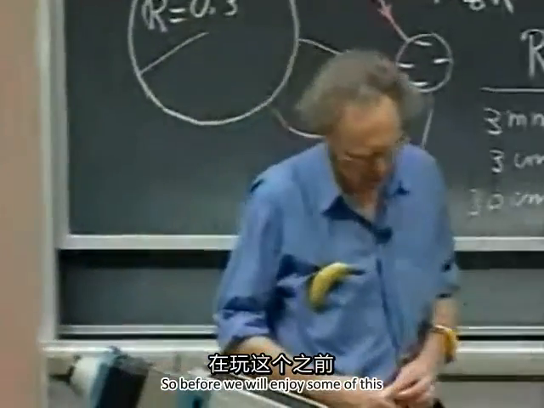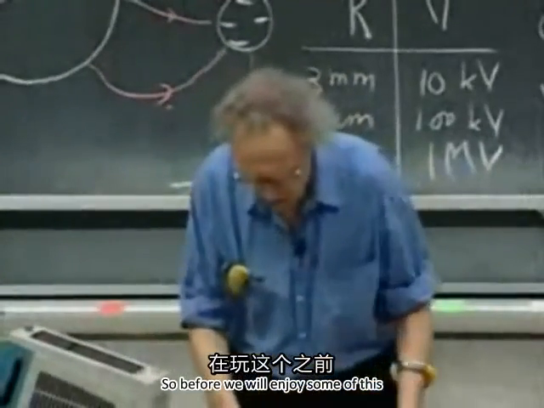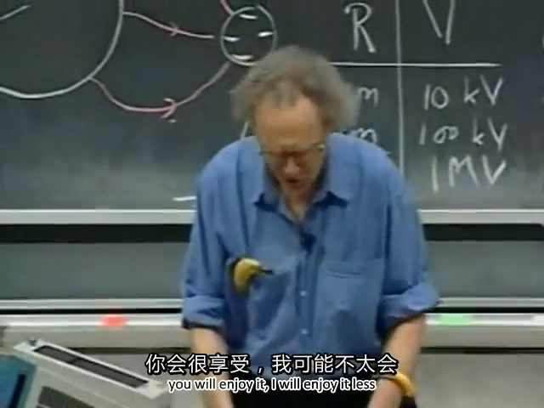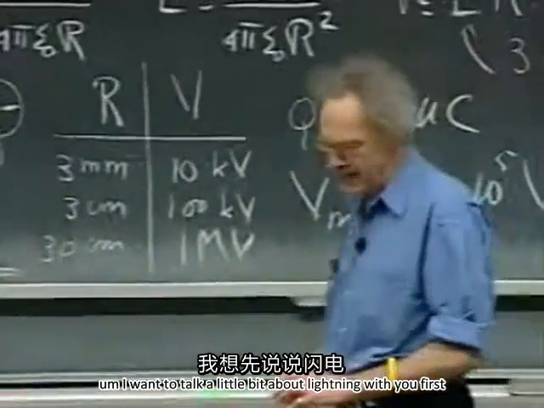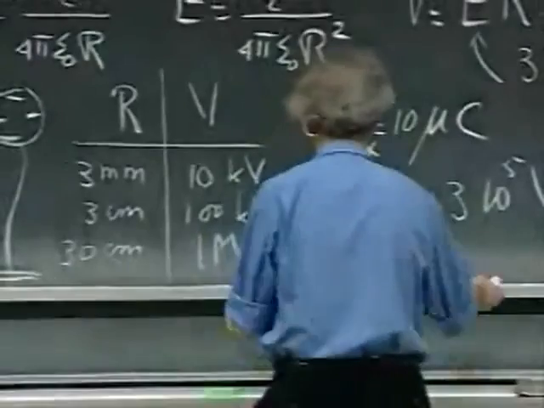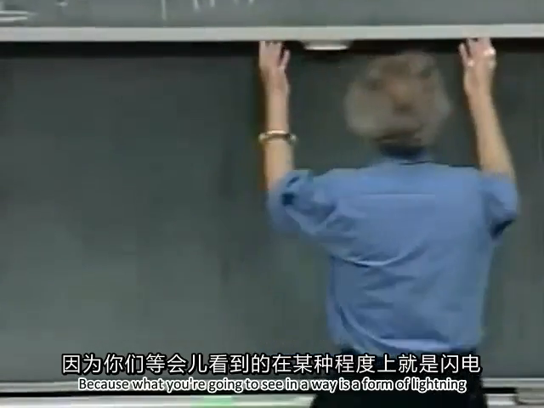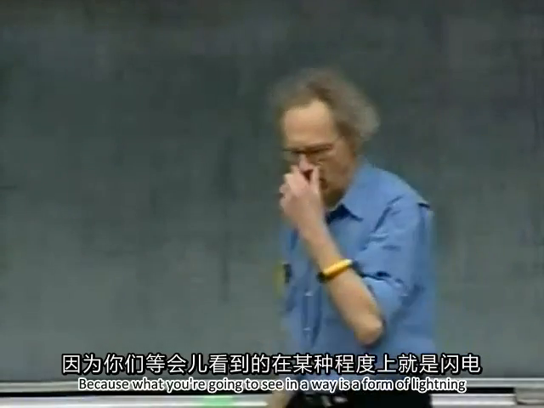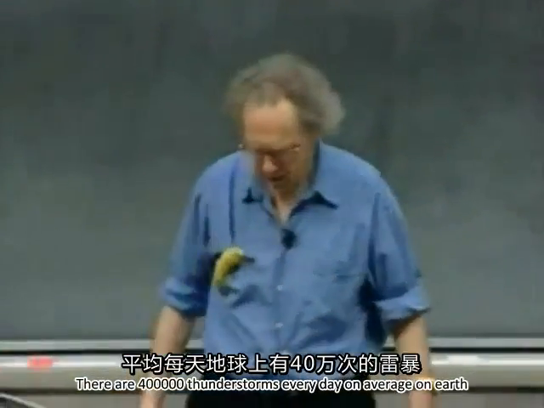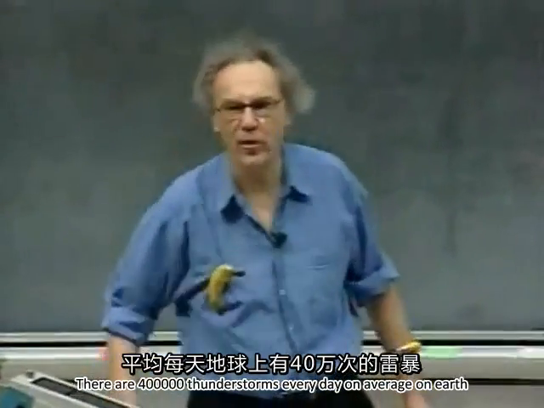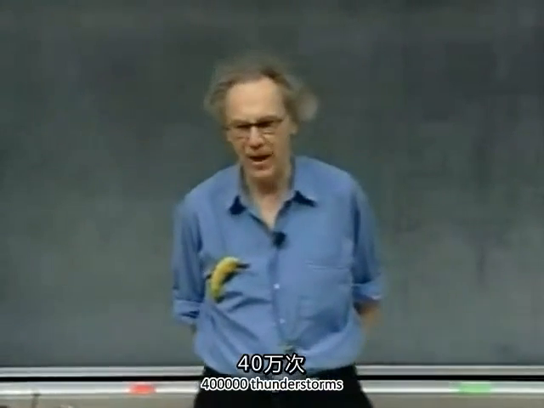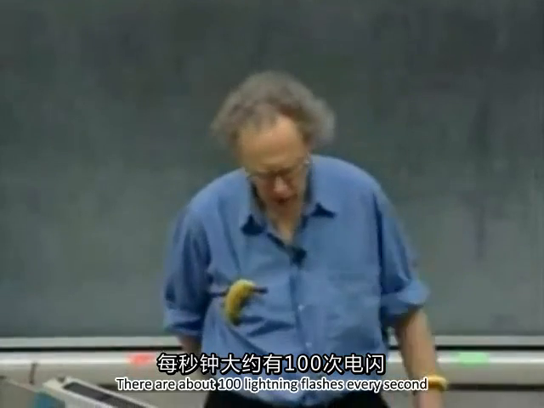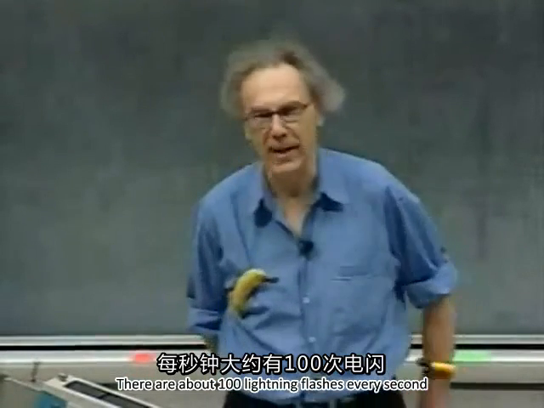And so before we enjoy some of this, you will enjoy it, I will enjoy it less, I want to talk a little bit about lightning with you first. Because what you're going to see, in a way, is a form of lightning. There are 400,000 thunderstorms every day on average on Earth. There are about 100 lightning flashes every second.